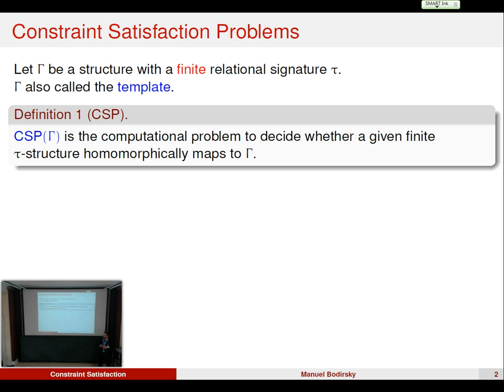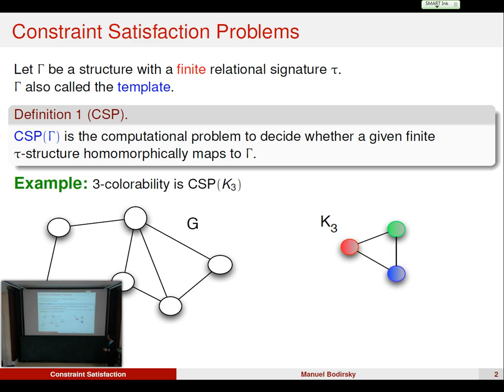Now the computational problem I'm interested in is the CSP of gamma. So we are given a finite structure that has the same signature as our structure gamma. And the question is: is there a homomorphism, yes or no, to the structure gamma? It's a decision problem. Let's look at an example.